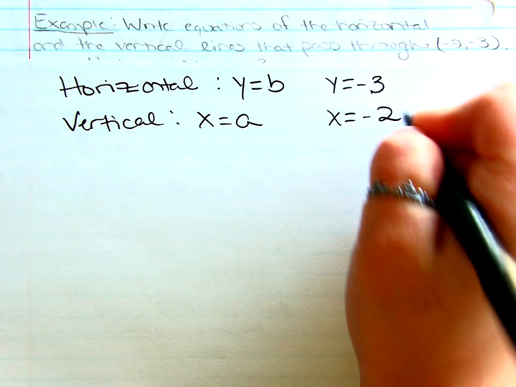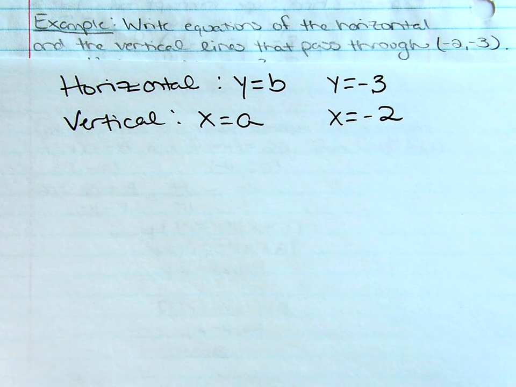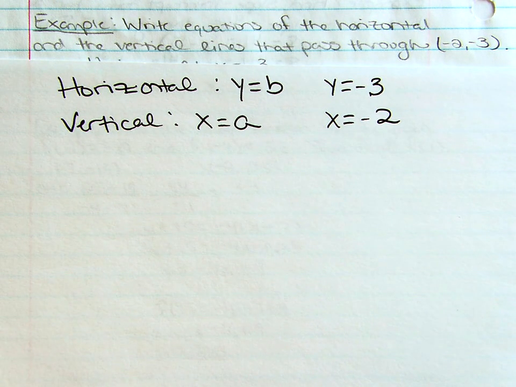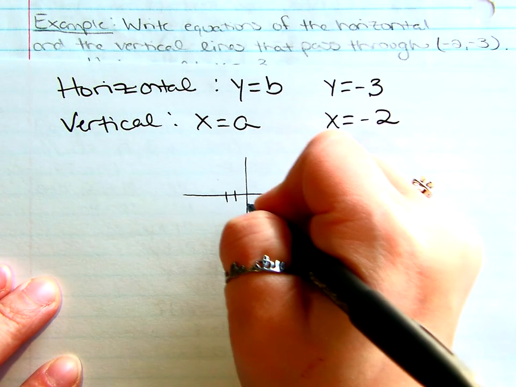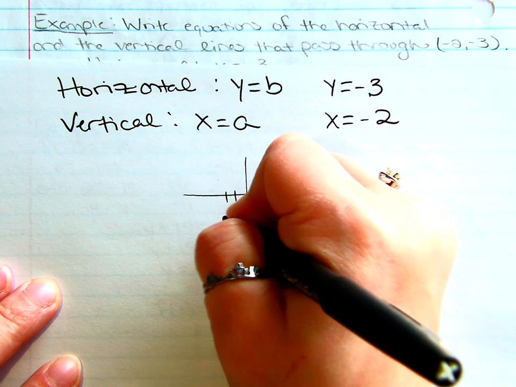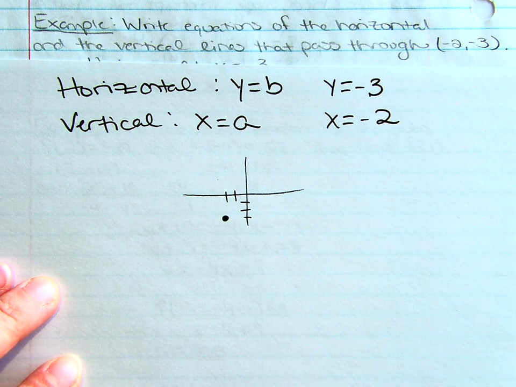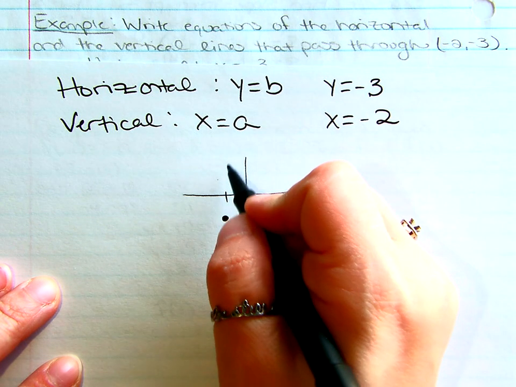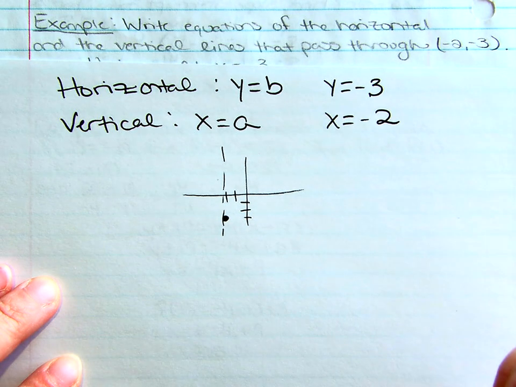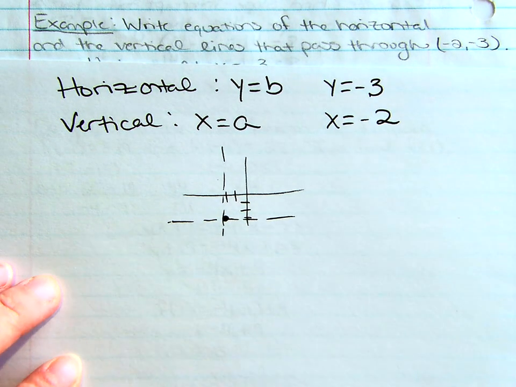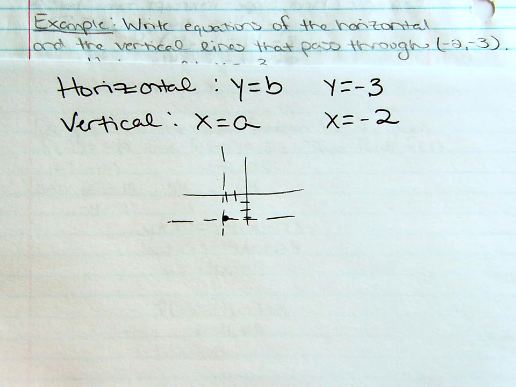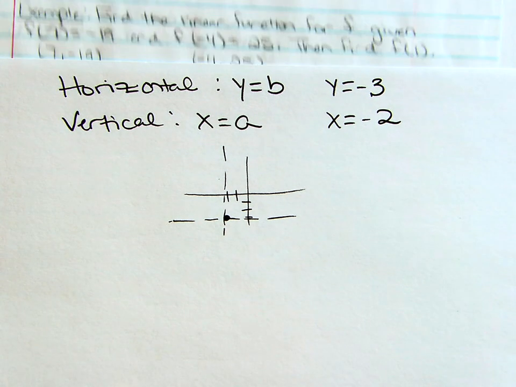Don't make it hard. I know it's kind of a weird wording or weird question, but what it really is doing is if you were to plot that point, -2, -3, it's right down there. We need to put a vertical line through there. Well, where would that happen? It would happen at x is -2, and we need to put a horizontal line through there. Where would that happen? It would happen at y equals -3. Okay.